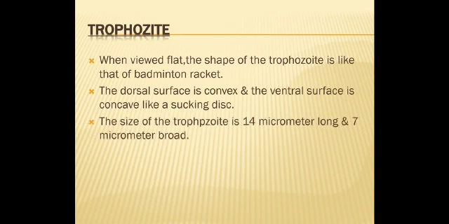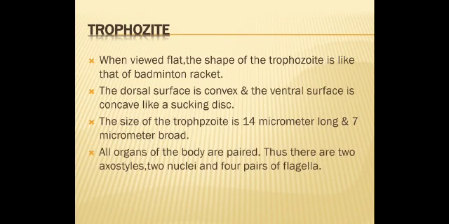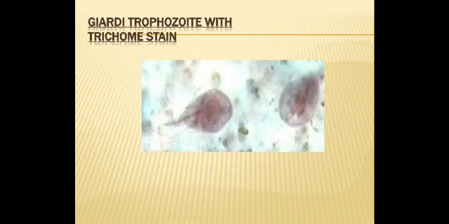The size of the trophozoite varies from 7 to 14 micrometers. It has 2 nuclei, 2 axostyles and 4 pairs of flagella. This is how it will look in the trichrome stain. You can see the badminton racket shaped Giardia trophozoite, 4 pairs of flagellae and the axoneme. The central line is the axoneme.